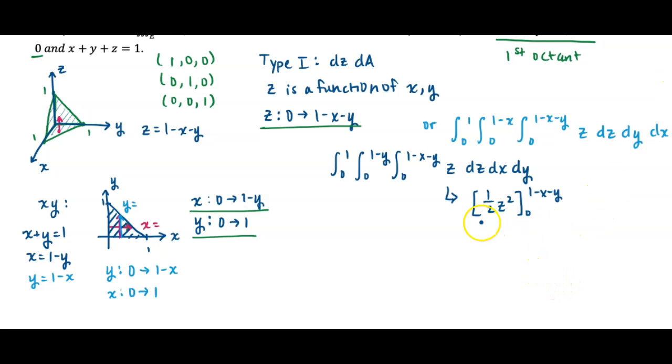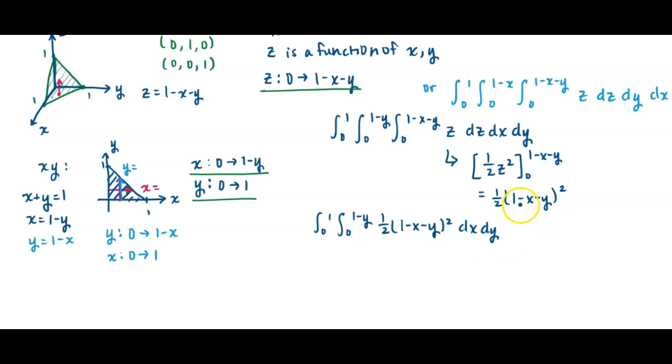All right, so this is going to be 1/2 times 1 minus x minus y squared minus 0. So now we have this double integral from 0 to 1 and from 0 to 1 minus y of 1/2 times (1 minus x minus y) squared dx dy.